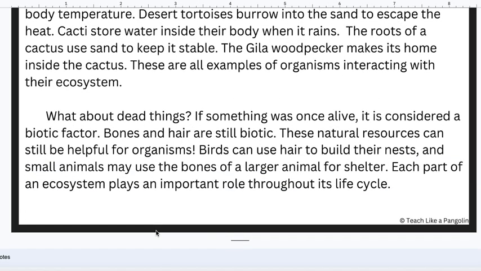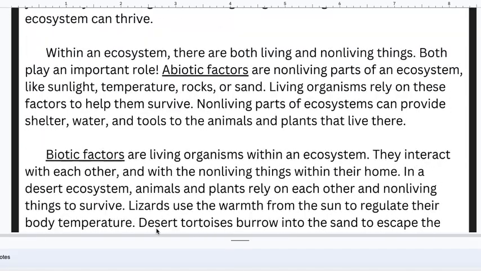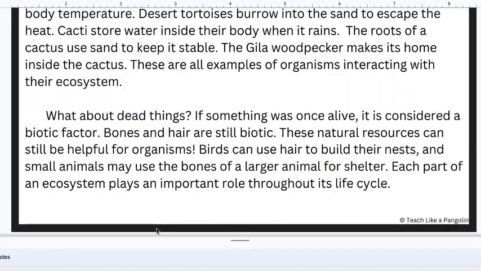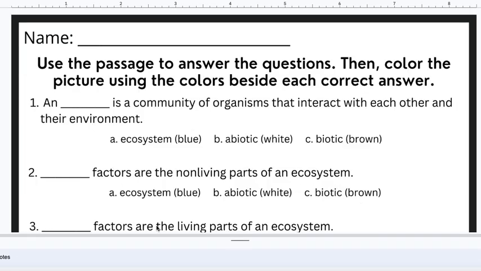What about dead things? If something was once alive, it is considered a biotic factor. Bones and hair are still biotic. These natural resources can still be helpful for organisms. Birds can use hair to build their nests, and small animals may use the bones of larger animals for shelter. Each part of an ecosystem plays an important role throughout its life cycle.